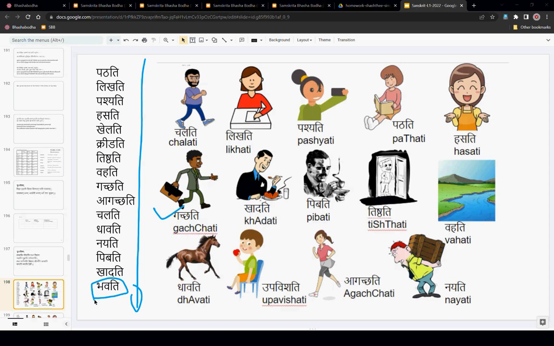Okay. What else do we have? Similarly, agachati also, where agachati is coming, the destination will be there. The origin will be in the Panchami Vibhakti, which we'll see later. But the destination will be in the Dvitiya Vibhakti for agachati. So, sa graham agachati. She is coming home.